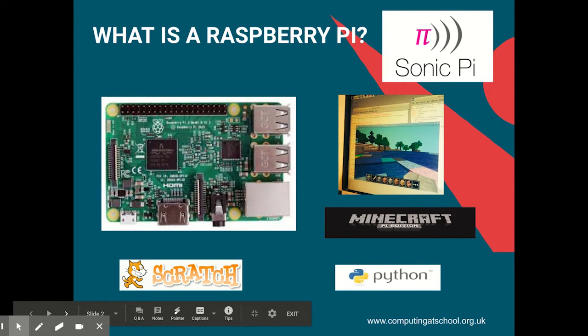So what is a Raspberry Pi? A Raspberry Pi is a small compact computer. They usually cost around about £35 and come with their own operating system on a small SD card. There are lots of programs that come on a Raspberry Pi, such as Sonic Pi, where you can code and make music. It comes with Scratch.